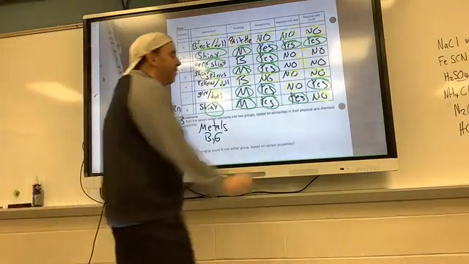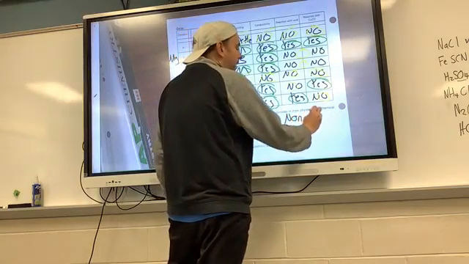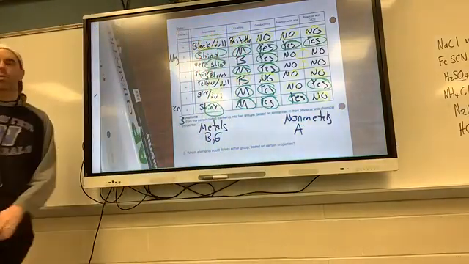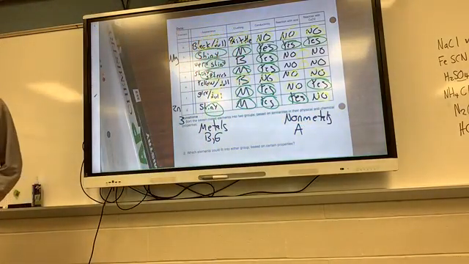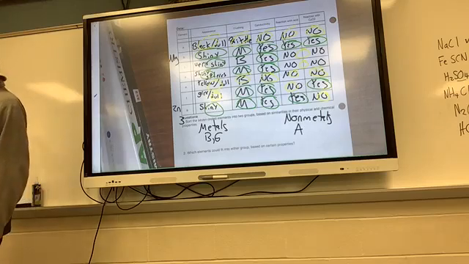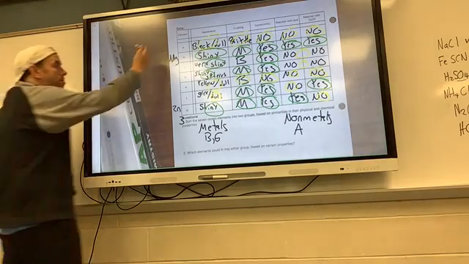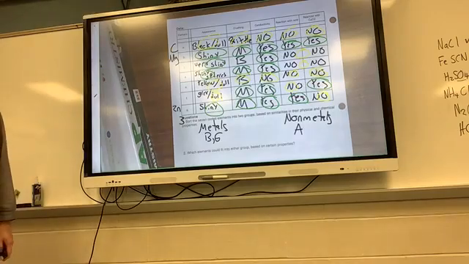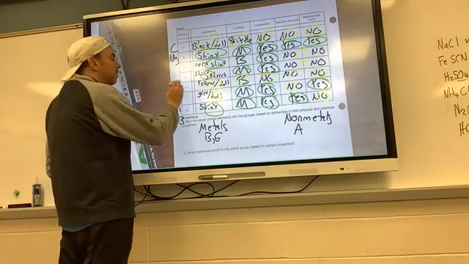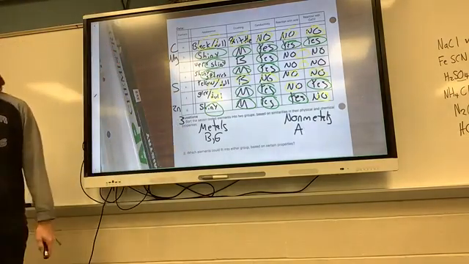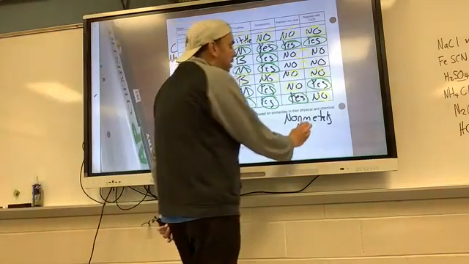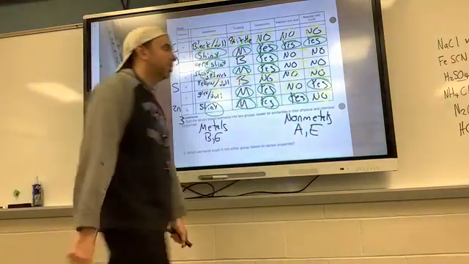Okay, which ones are definitely nonmetals? A is definitely a nonmetal. What was A? Oh, it was the black stuff. It was carbon. All right? A was carbon. And what was E? The yellow stuff that smelled like farts. Sulfur. So I would agree that A and E were definitely nonmetals.